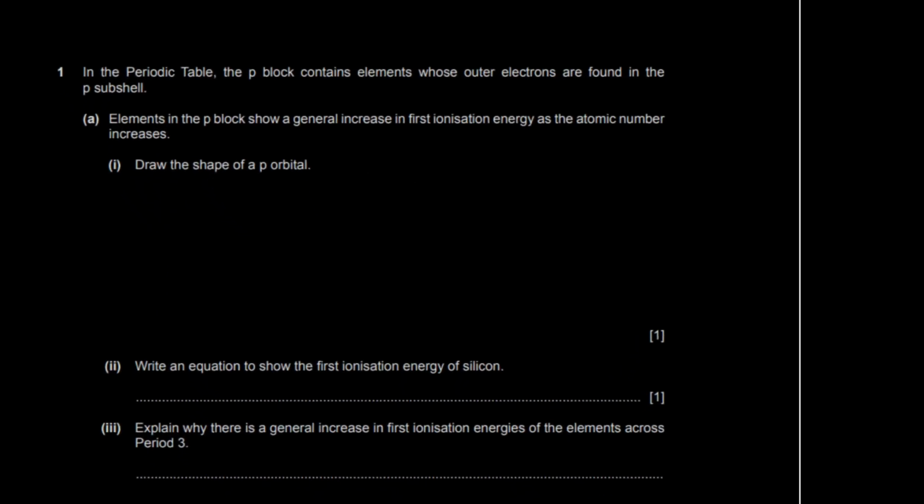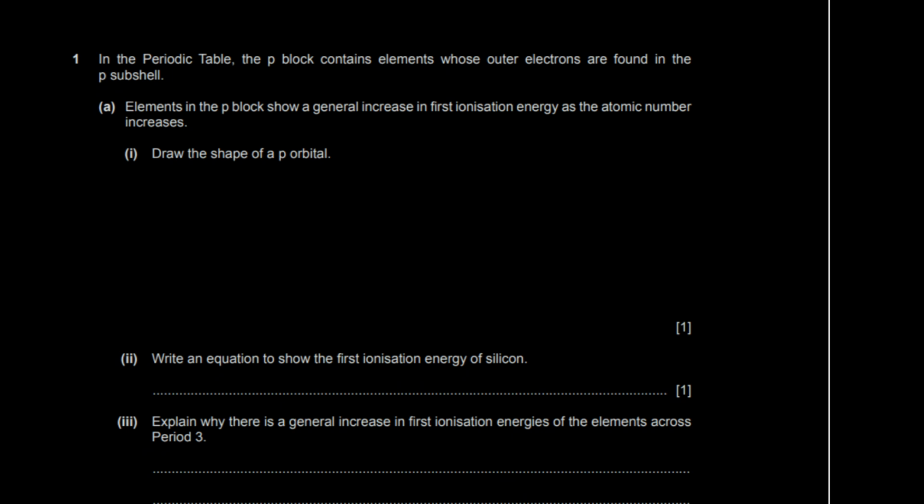Question 26. In the periodic table, the p block contains elements whose outer electrons are found in the p subshell. We already know that. Elements in the p block show a general increase in first ionization energy as the atomic number increases. That would show a general increase across the period. We know that's going to happen. Now, draw the shape of the p orbital. Here you go. That's the p orbital. You can draw it like this.